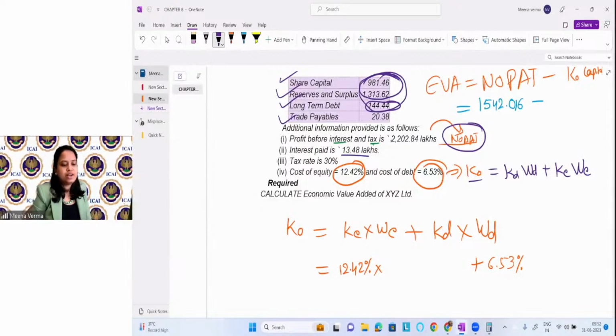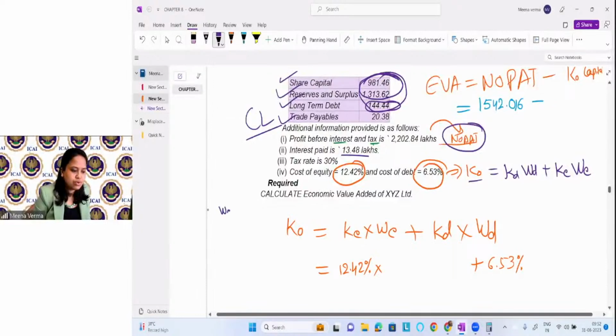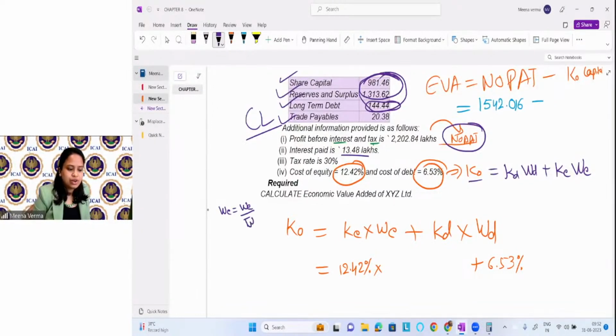Trade payable is a current liability. We will not consider it. We will just consider these two values, and we will consider their sum. Actually, it is like this. Weight means what? Weight of equity means what? You will consider the equity divided by the total. The weight of equity: you will consider equity capital divided by equity plus debt, both.